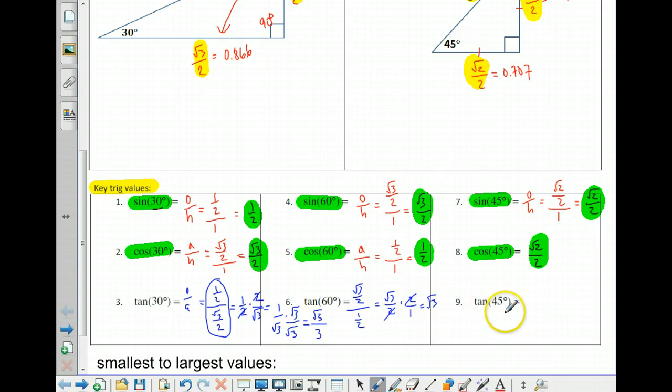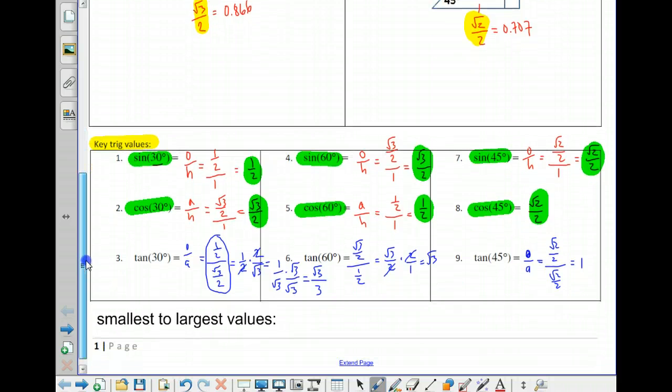Questions on that? Tangent of 45 is the hardest problem ever, most difficult problem. You might get a Nobel Prize if you figure it out. How'd you get one? They are the same, so when you do opposite over adjacent, you end up getting square root of 2 over 2 divided by square root of 2 over 2. Something divided by something is 1. Nobel Prize goes to you guys.